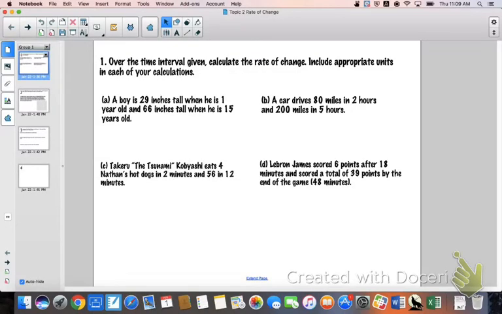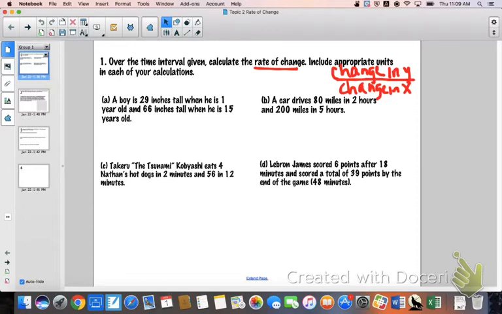Okay, here are some problems with rate of change. Now, with rate of change, what you want to remember is that rate of change is really your change in y over your change in x. Okay, so it's like how much you go up versus how much you go over.